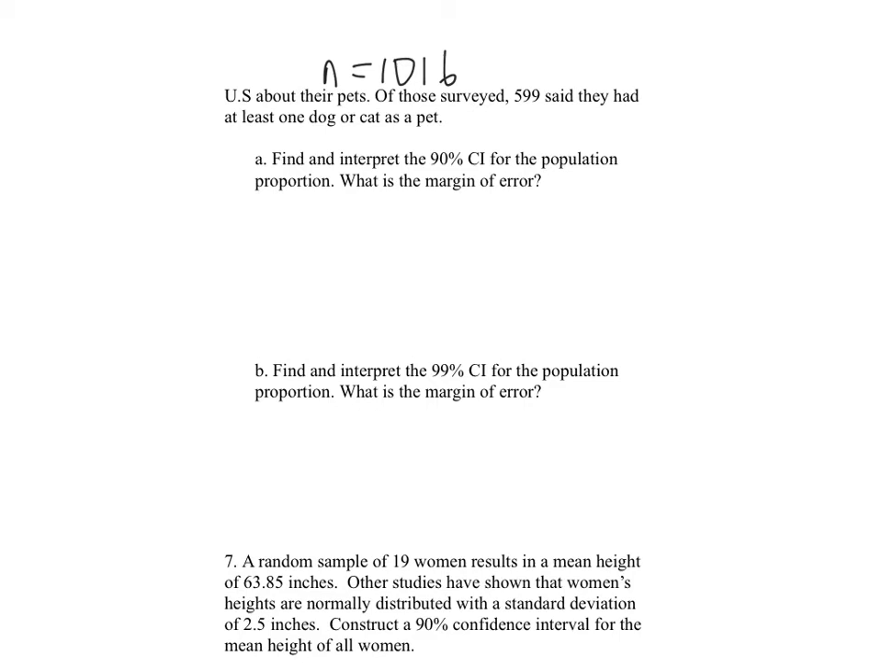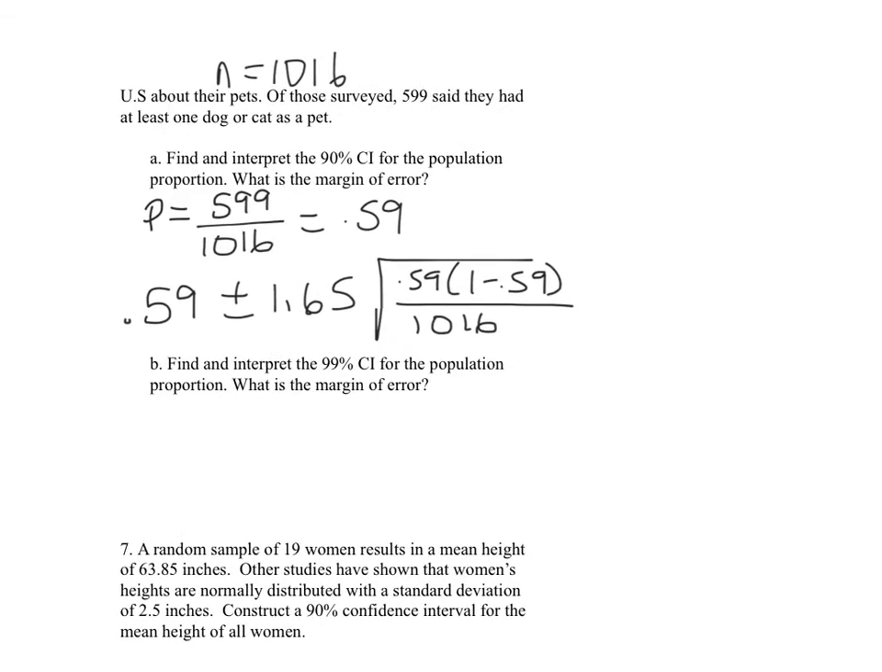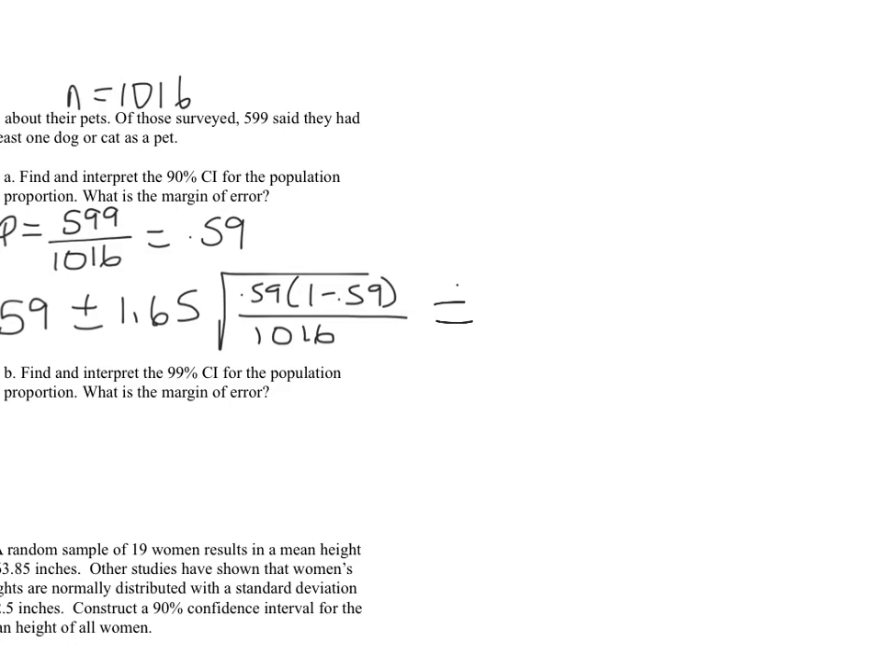So we have our sample proportion, which is p, which is 599 over 1,016, and this is equal to 0.59. So the confidence interval is p, 0.59 plus or minus the z value for a 90% confidence interval, which is 1.65, times the square root of 0.59 times 1 minus 0.59 over 1,016. The margin of error in this case is 0.59 plus or minus 0.025.